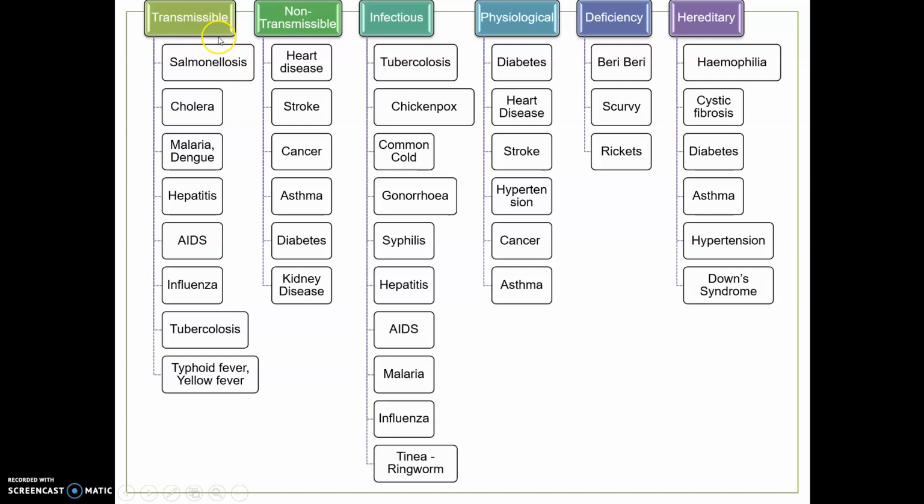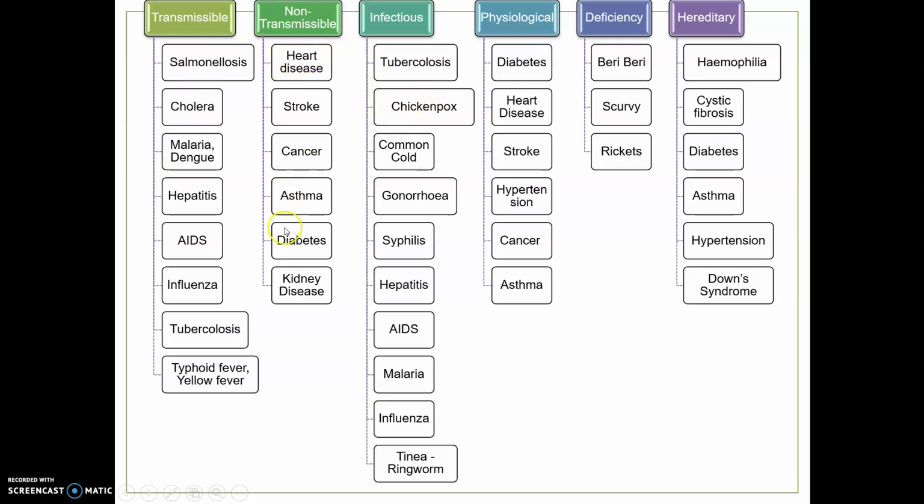There are transmissible diseases such as salmonellosis, cholera, malaria or dengue, hepatitis, AIDS, influenza, tuberculosis, also called TB, typhoid fever, and yellow fever. And then there are infectious diseases. And I have said before that a transmissible disease can also be infectious. So there may be a cross of some diseases here. So tuberculosis, chickenpox, common cold, gonorrhea, syphilis, hepatitis, AIDS, malaria, influenza, and ringworm. These are all infectious or transmissible diseases. So I've just placed them in two categories so that you can be aware that they are identified as both. So that's transmissible and or infectious diseases.